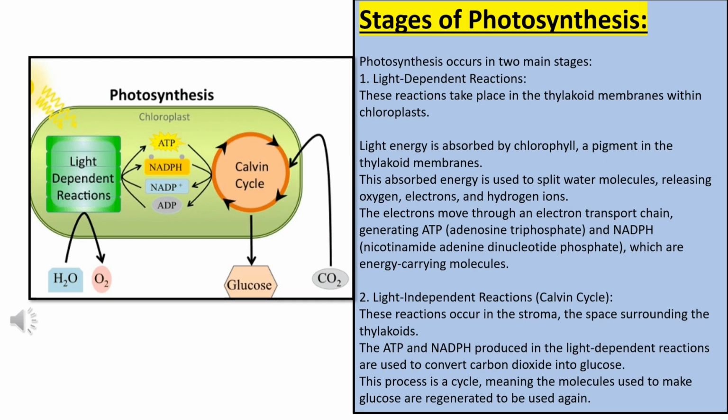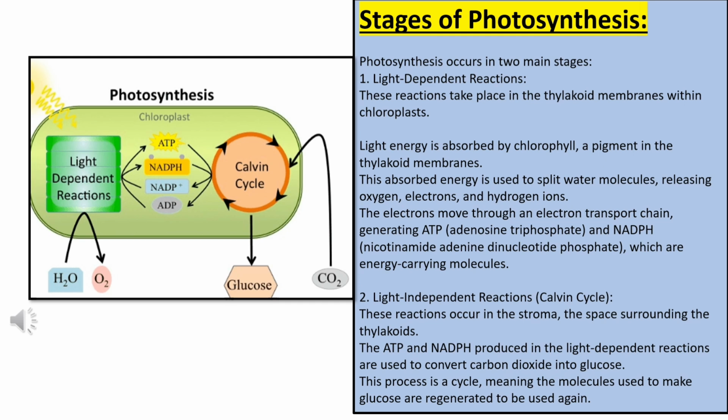The electrons move through an electron transport chain, generating ATP, adenosine triphosphate, and NADPH, nicotinamide adenine dinucleotide phosphate, which are energy-carrying molecules. Second, light-independent reactions.